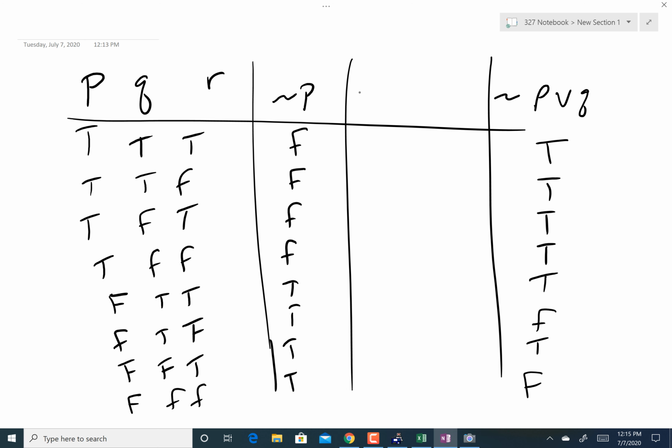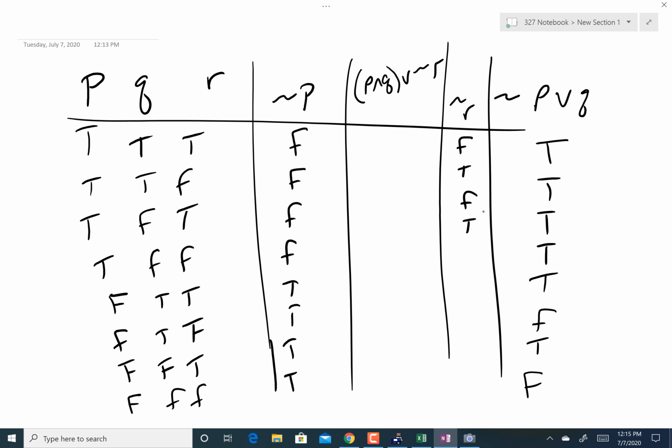If I wanted to do one with parentheses, I want to do P and Q, or R, or not R. Let's do or not R. Right down here, we better do a not R column. So not R would be false, true, false, true, false, true, false, true. Will it always be that way? Only because I did true, false, true, false over here. And then me personally, I like to do a P and Q column. So I'm just going to go ahead and do a P and Q column here, and then I'll just marry the two together when I get there.